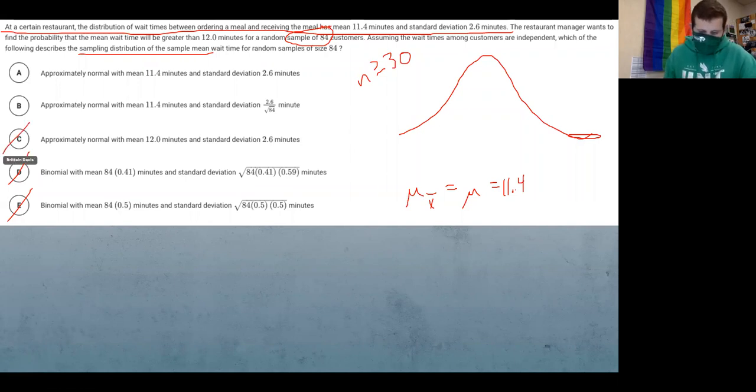So now the question is, what is the standard deviation going to be? The standard deviation for a sampling distribution of sample means is just the population standard deviation divided by the square root of n. So that's 2.6 divided by the square root of 84. And now you can see that's right here.